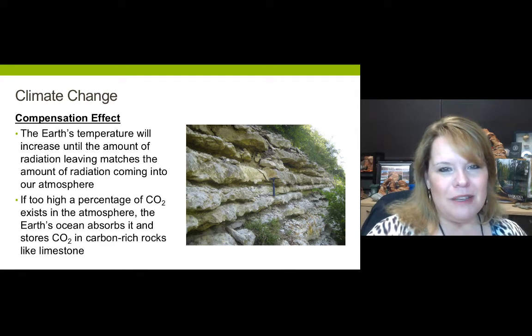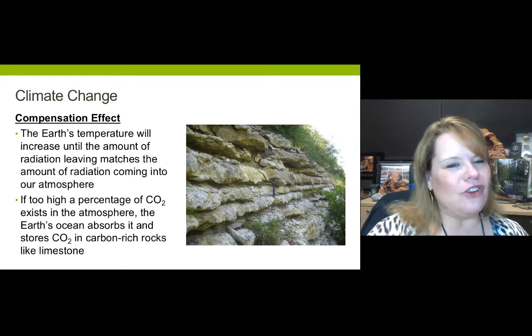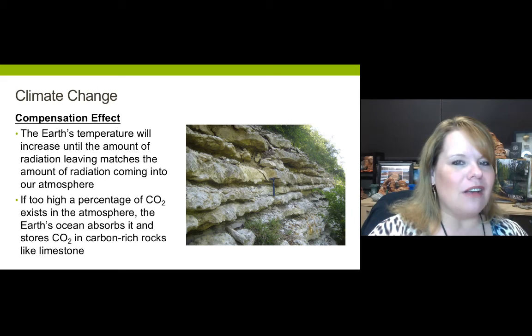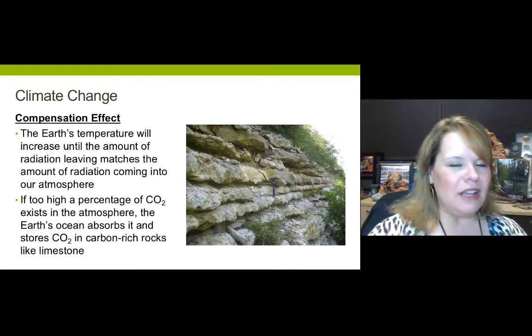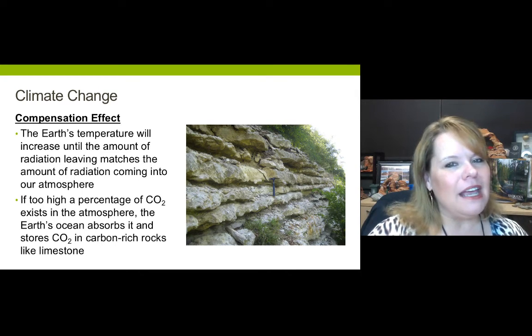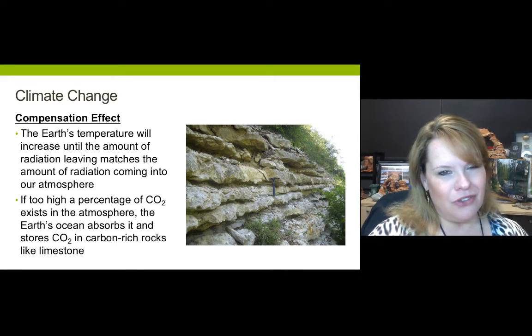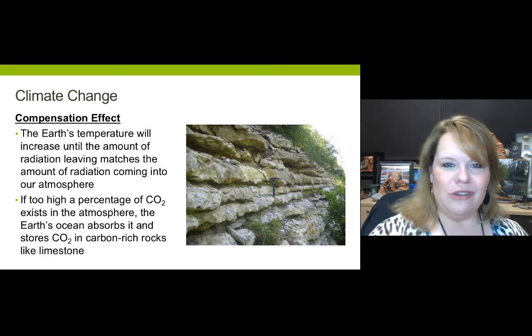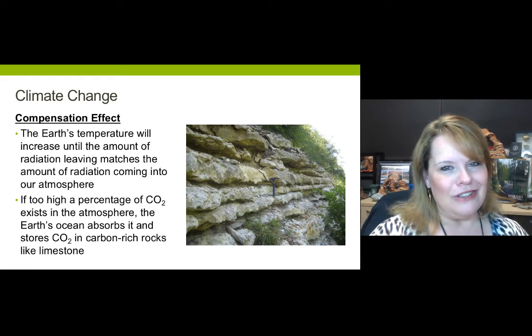So our ocean's in the business of trying to balance the budget for us. If we have too high a percentage of carbon dioxide existing in the atmosphere, the Earth's ocean absorbs it and stores it in carbon-rich rocks like limestone. All right, so think with me strategically for a moment. If I've got a lot of limestone at the surface, and we start to crush it, we start to make concrete out of it, all the things that we use limestone for, am I not releasing that CO2 back into the atmosphere? That's what I'm wanting you to think about.